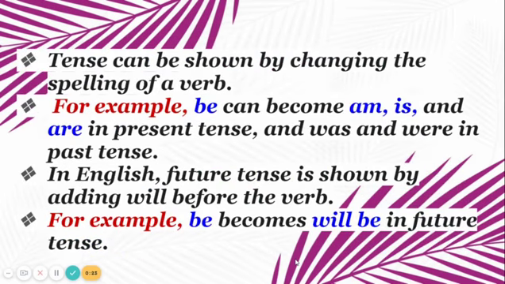So in general, we have seen that be can become am, is, or are in present tense, but in past tense, be becomes was and were, but in future tense, be becomes will be.